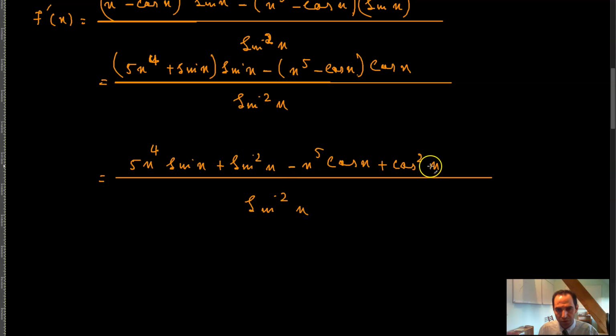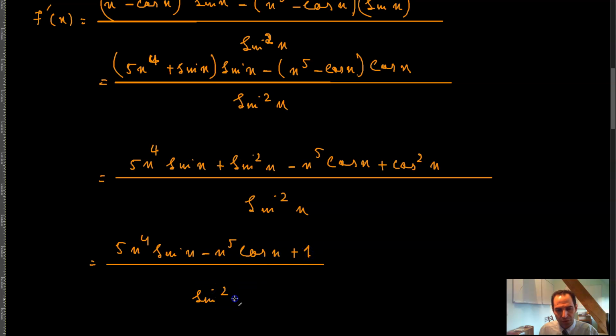Sine squared x plus cos squared x is equal to 1. So you have 5 times x raised to the power 4 times sine x minus x raised to the power 5 times cos x plus 1 over sine squared x. And that is 5 x raised to the power 4 times sine x minus x raised to the power 5 times cos x plus 1 over sine squared x. So this was part 1 of this question.